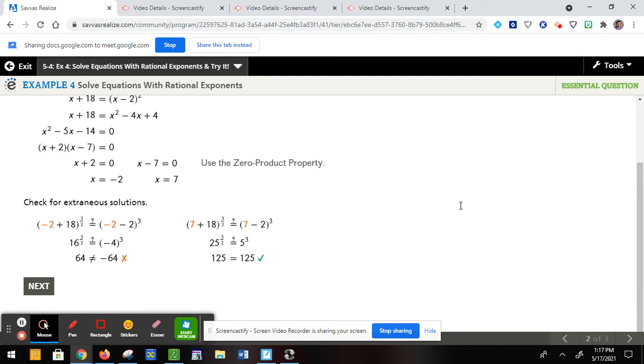When you substitute -2 into the equation, you get -64 is equal to 64, so that doesn't work. So -2 is extraneous. Over here, it does check out for 7. So then there's one solution here, and it would be 7.